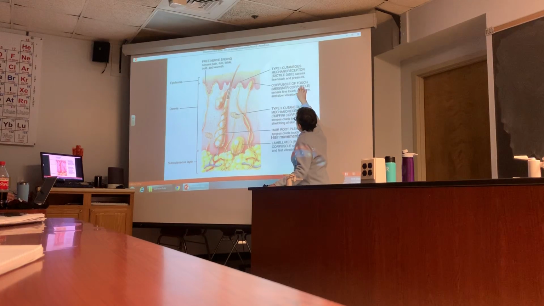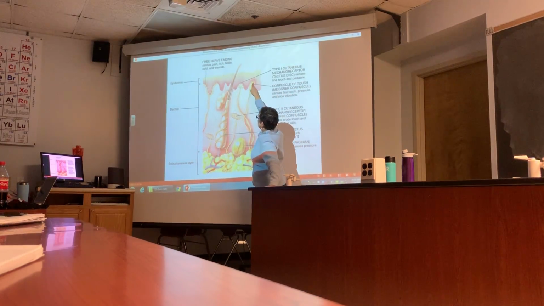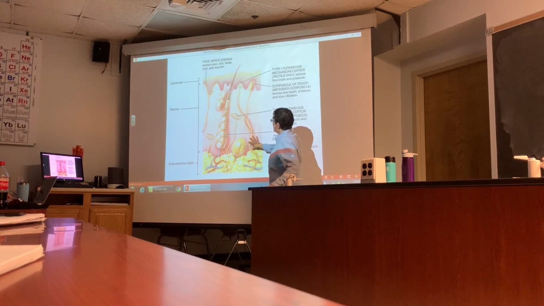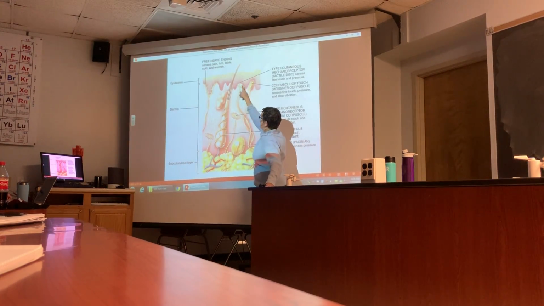And Meissner's corpuscle, that's a touch receptor. This is the dermis, by the way. This pink layer is the dermis. The upper layer here is the epidermis.